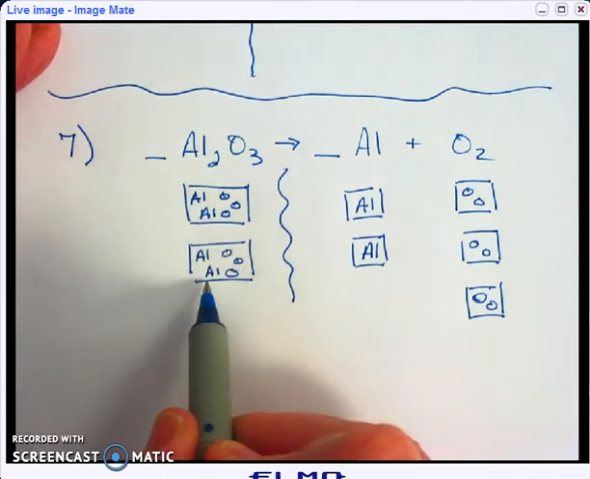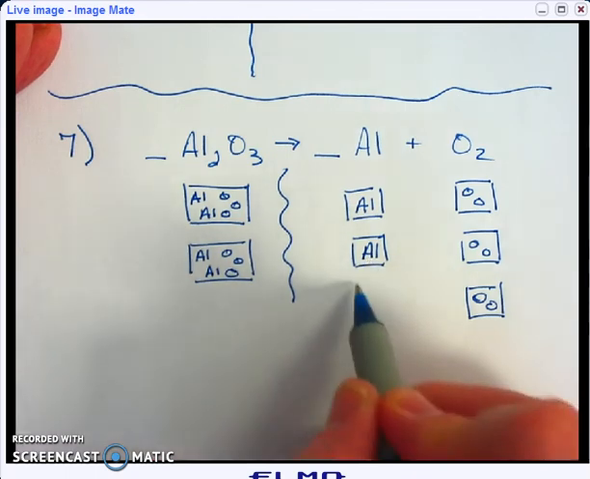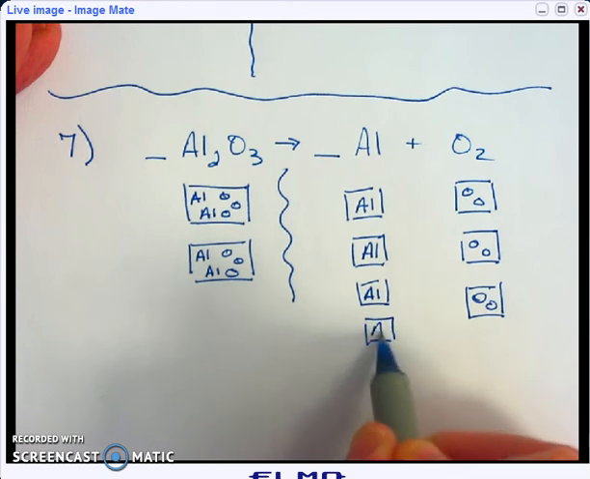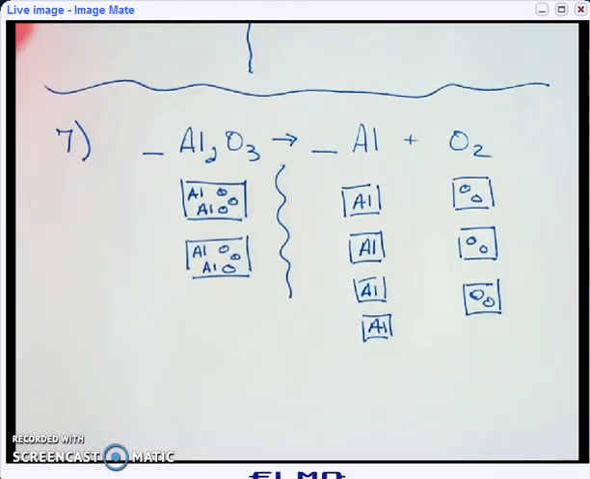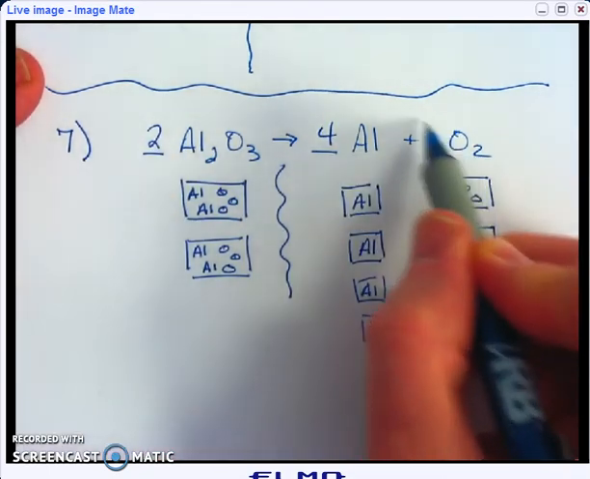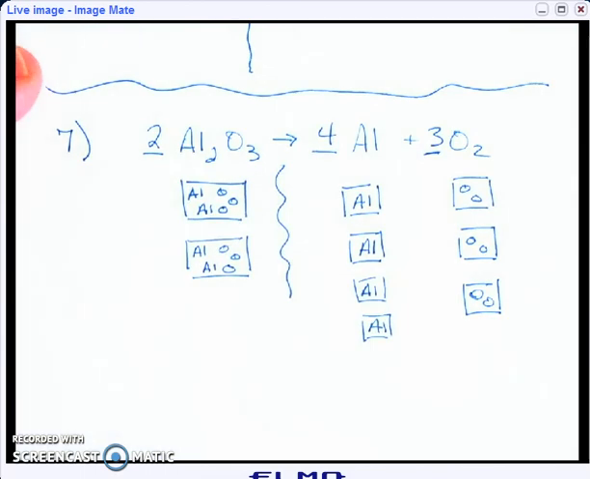But I have 4 aluminums versus 2. So I add 2 more of those. And now we're balanced. So the problem with balancing is you really just have to work your way back and forth. Some of these you'll run into, there'll be an oxygen on every single reactant and product, and so it gets a little more complicated. We'll just see it as we go along. So we have a 2, 4, 3.